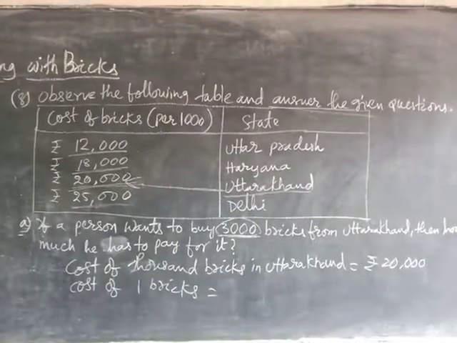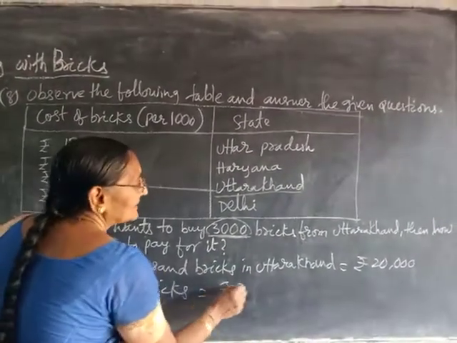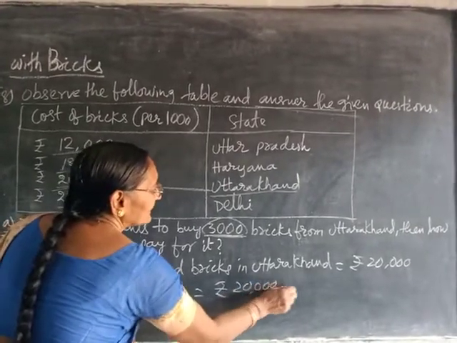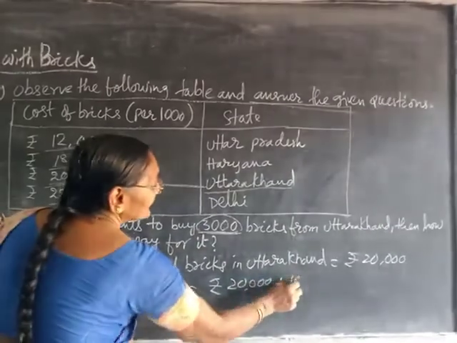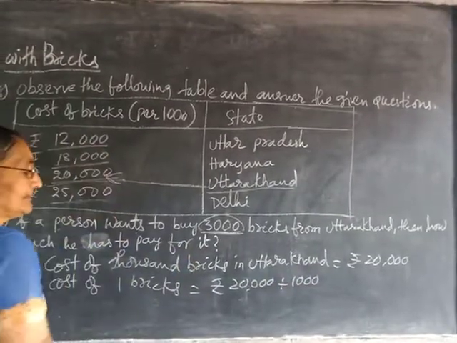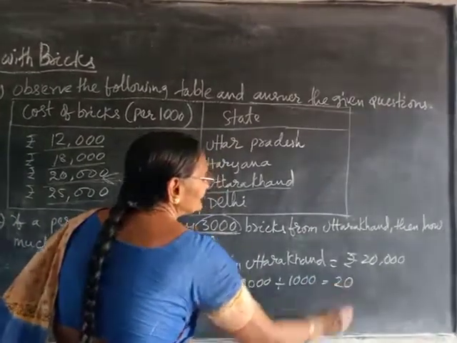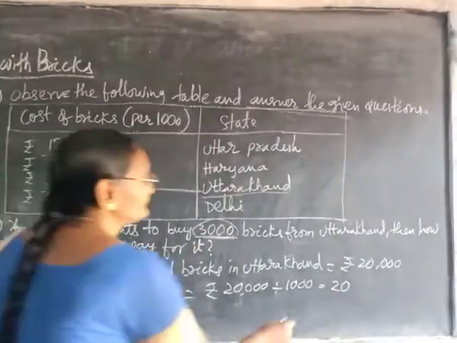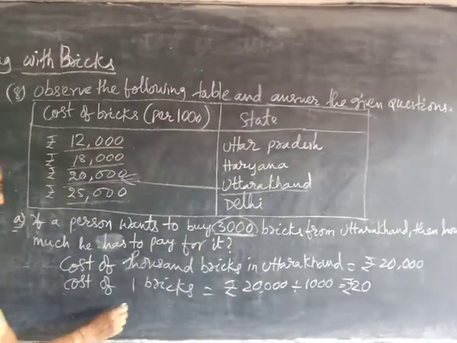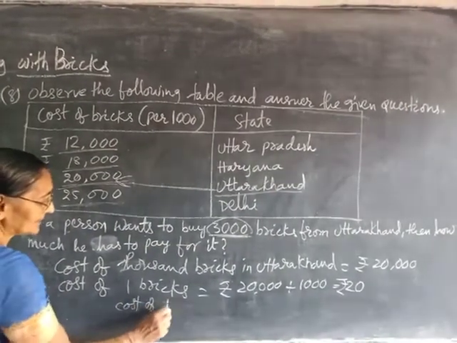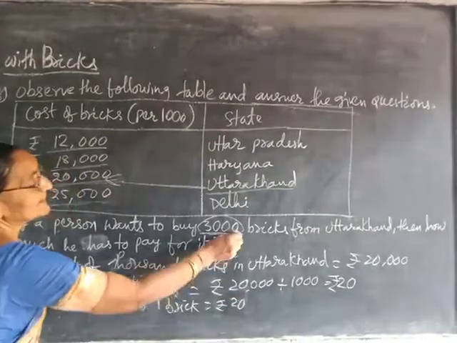In the last number, how did you do it? More given, less you want, you have to divide. Then 20,000 divided by 1,000 bricks. Then how much will come? 20 rupees. So 20 rupees is the cost of 1 brick.